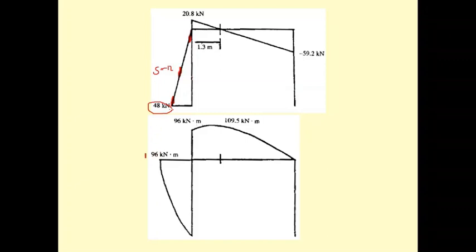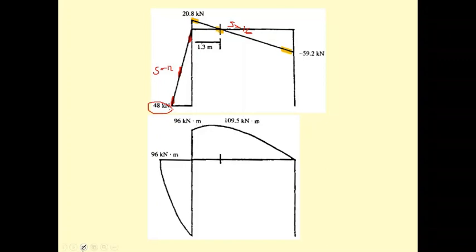Then this also has a slope. The slope of this is going to be minus 16, if you remember, because the uniformly distributed load here is 16 kilonewton per meter, so this is going to be minus 16. And the column here is okay.